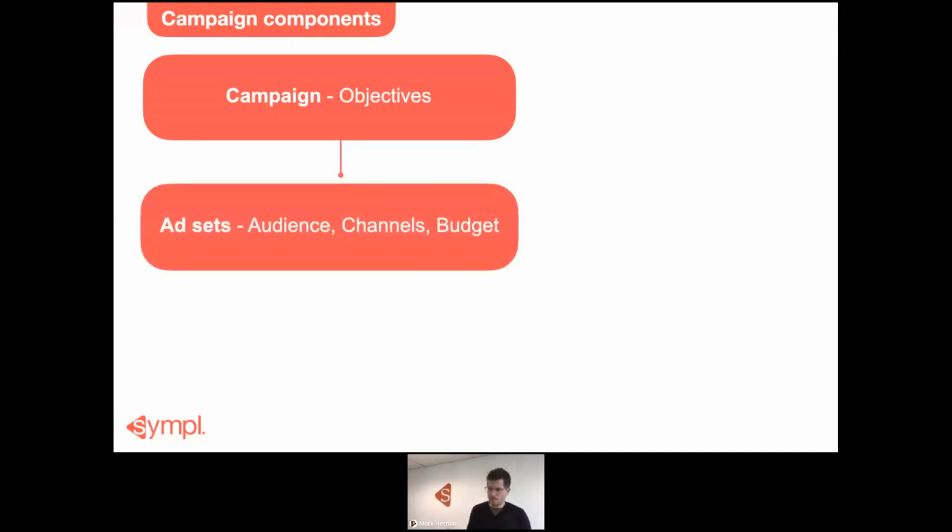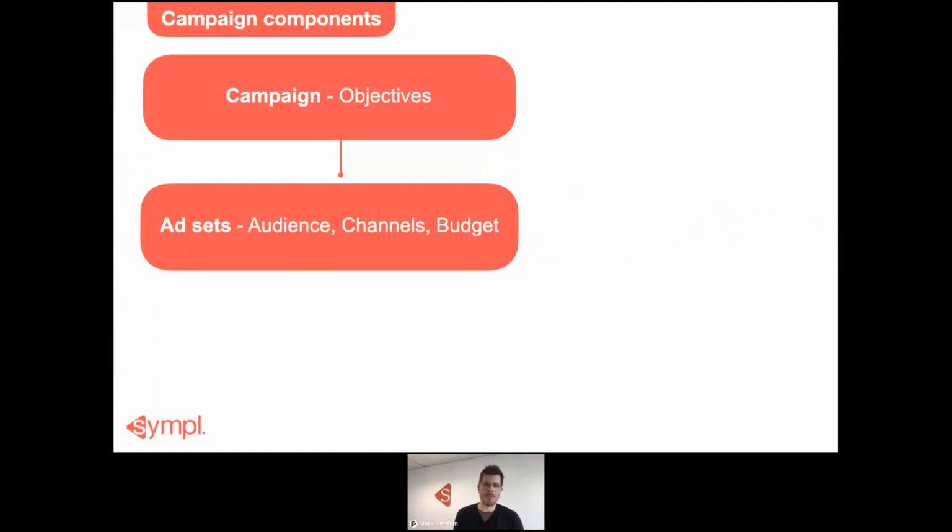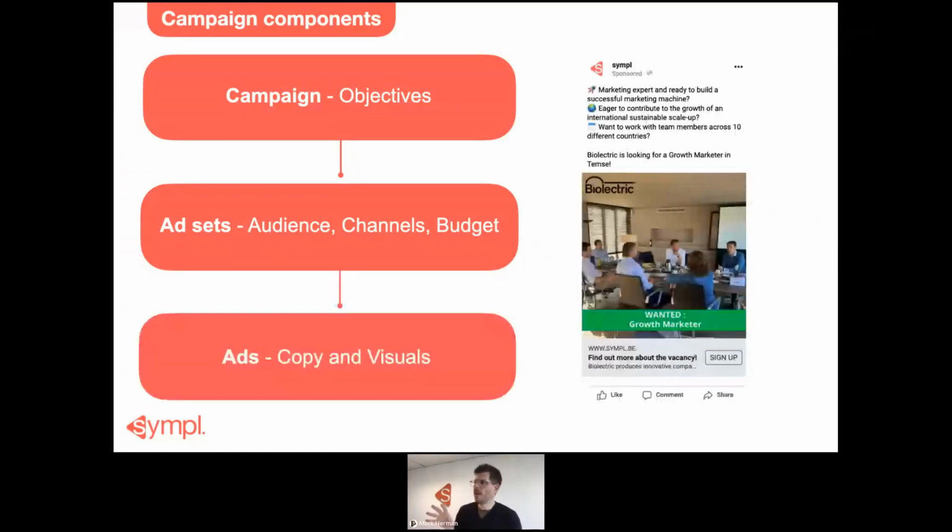The level below is where you define your ad sets. And at the ad set level, you can define the target audience. Whom are you targeting? The channels. So for instance, if you say, look, I want to show this ad on Facebook, Instagram, but not on Facebook Messenger or on the Audience Network. And that's also where you define your budget, either a daily budget or a maximum budget, depending on how you want to set up your campaign. And only below that, the ad level, that's where you define your copy and your visuals, the actual ad that people will see.